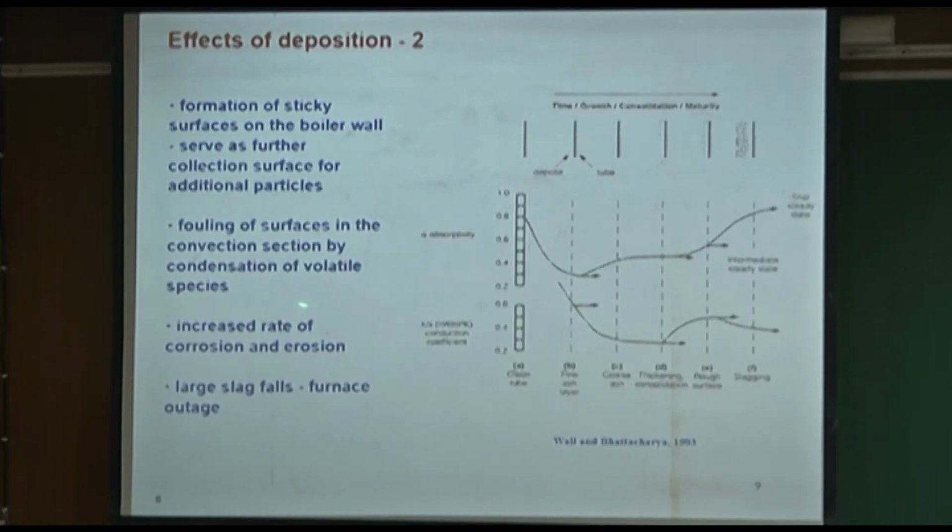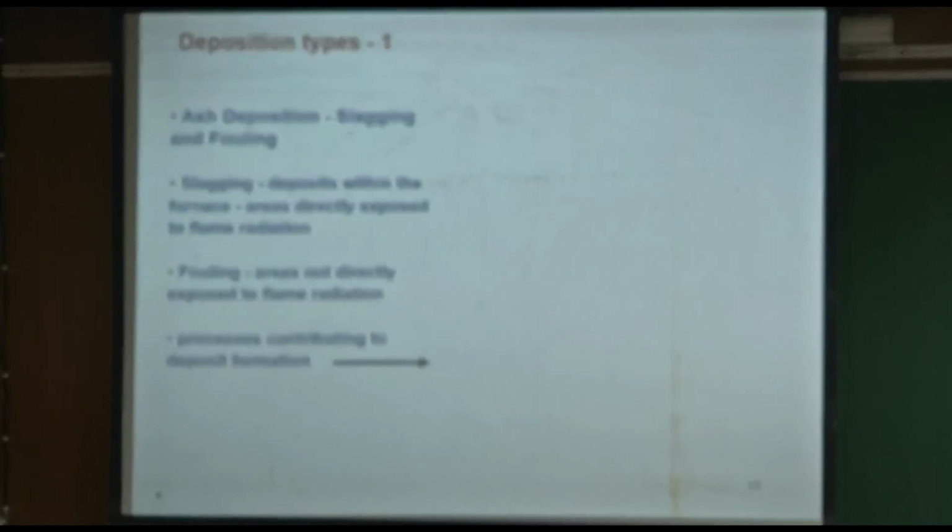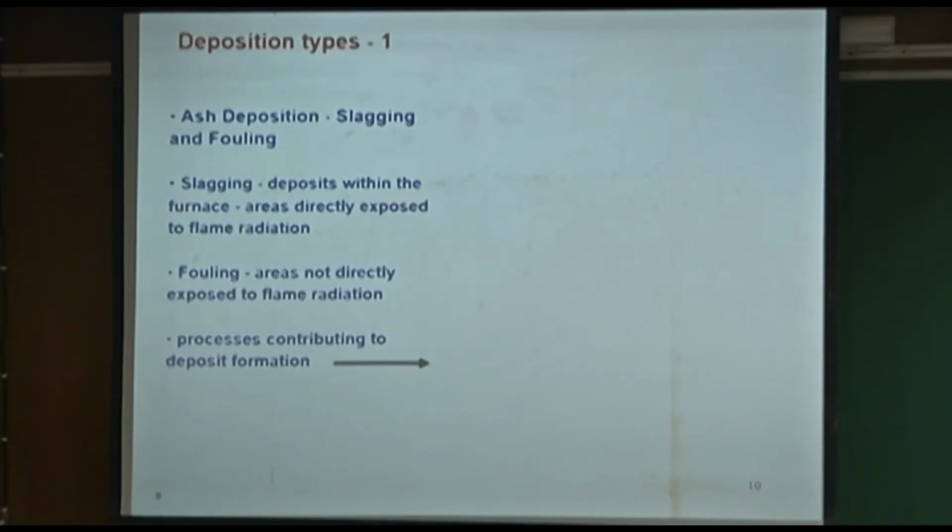But in terms of the mechanism, there are two different ways in which ash deposition is classified. One is called fouling and one is called slagging. Slagging means that everything has molten, which means there is a very, very high temperature. The other one is fouling, which means it's not molten, it's just depositing. So it's a lower temperature, less than melting. So ash deposition is classified into slagging and fouling.